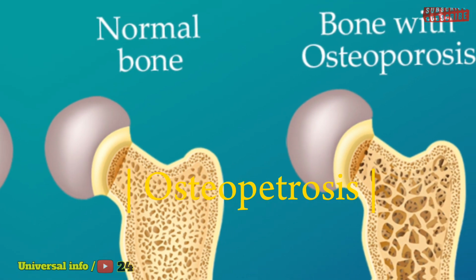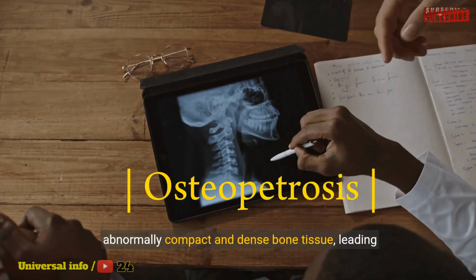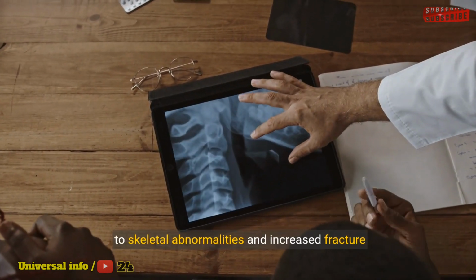Number 5. Osteopetrosis. Osteopetrosis is a bone disease that makes bone tissue abnormally compact and dense and also prone to breakage and to skeletal abnormalities.